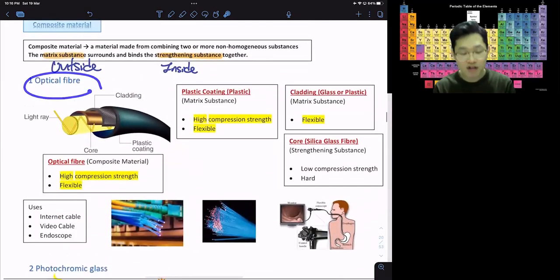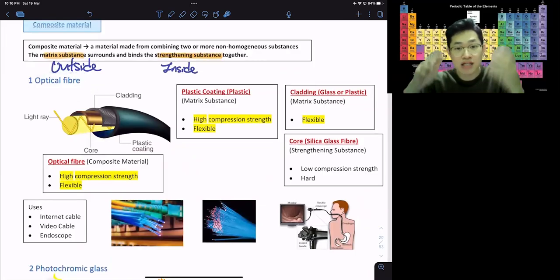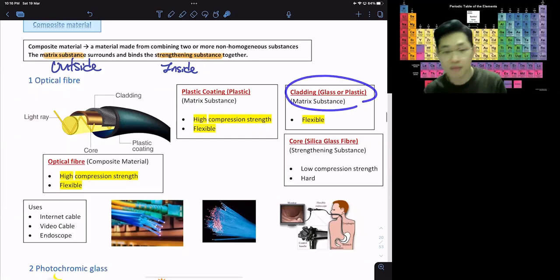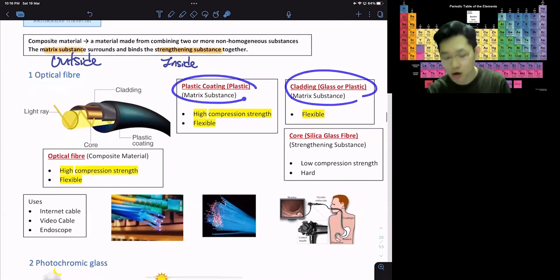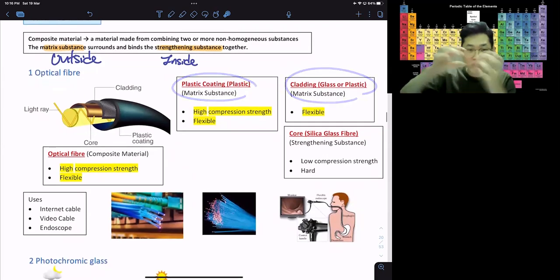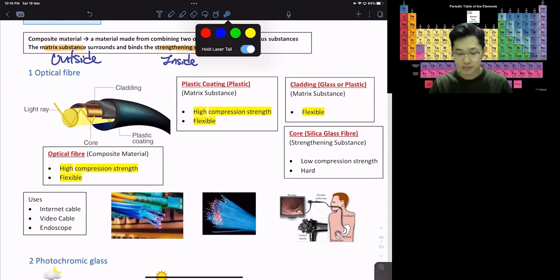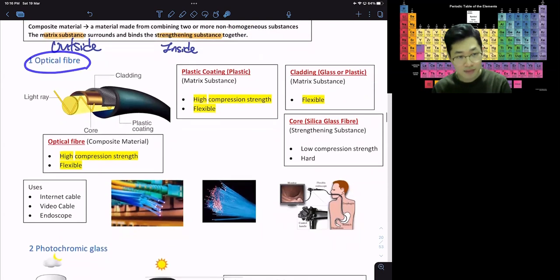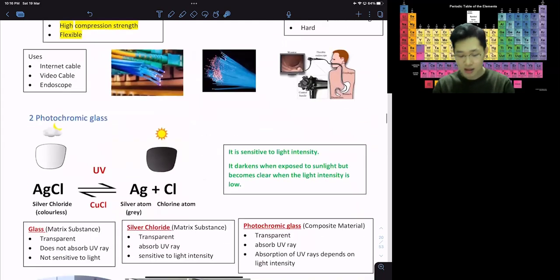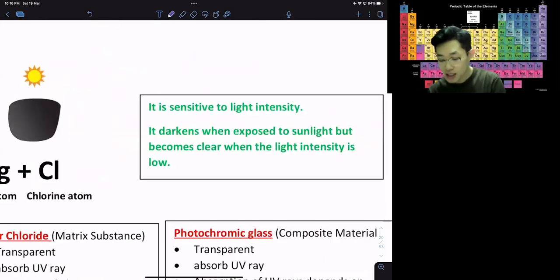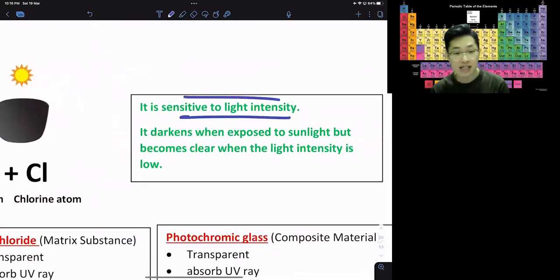Okay, so in optical fiber, it's like a wire, right? Outside is plastic, inside is the glass tube. So inside the glass tube is strengthening. Outside the plastic coating, coating will be matrix. Easy, just like that, inside, outside. So we got optical fiber or fiber optics. Photochromic glass. Please remember, photochromic glass is sensitive to light intensity.